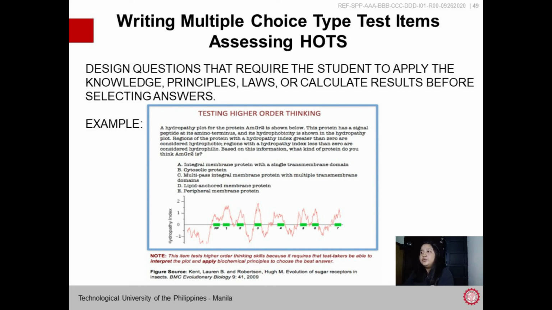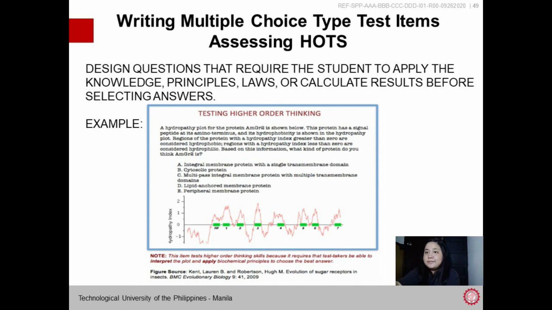So hindi yung test takers, hindi lang nila basta-basta sinasagutan, or hindi lang nila basta alam yung tanong, meron din silang understanding dun sa tanong. Na-apply nila yung lessons na na-discuss sa kanila or yung notes na na-review nila instead of reviewing only. Okay? Or instead of memorizing only the solution to be used.